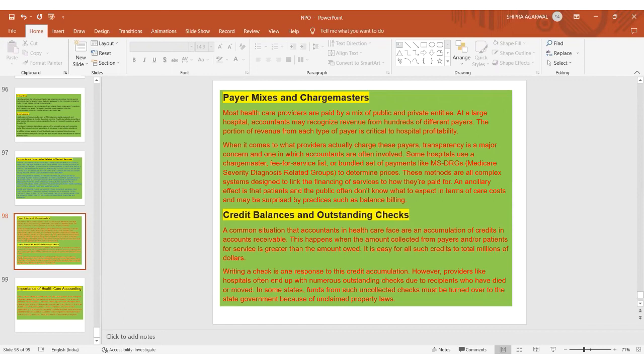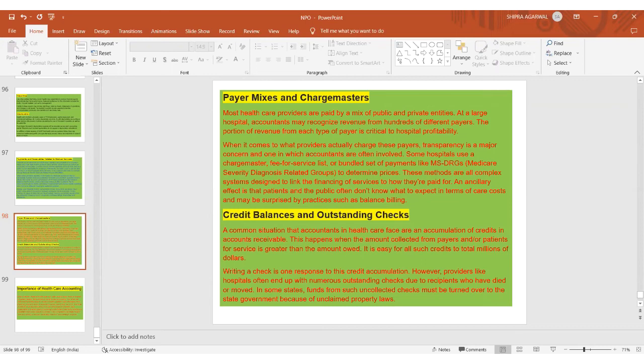And similarly, we have certain credit balances and outstanding checks. Because many a time what happens, suppose a patient was admitted, and when you had asked for the payment, whatever amount they had deposited was more as compared to what was due at that point of time, right?